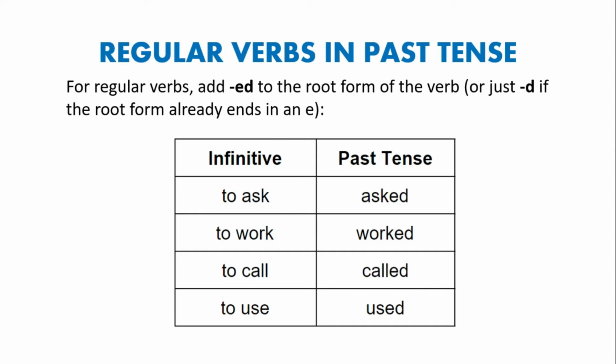For regular verbs, add ed to the root form of the verb, or just d if the root form already ends in an e. For example, the verb to ask, the past tense is asked. To work, the past tense of the verb to work is worked. To call, the past tense of that verb is called. The verb to use, the past tense is used.